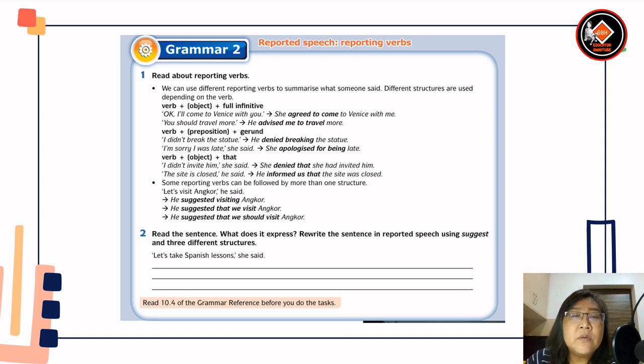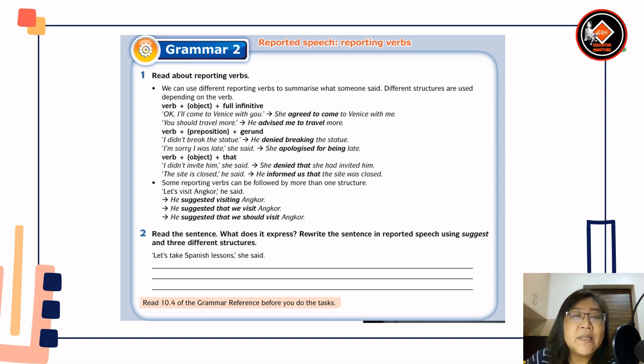"You should travel more," he advised. So advise here is the verb. Okay, object is me. So the full infinitive is to travel more. Next we have verb plus preposition and gerund. "I didn't break that statue," he denied. So deny is the verb. Breaking is the gerund. The statue.